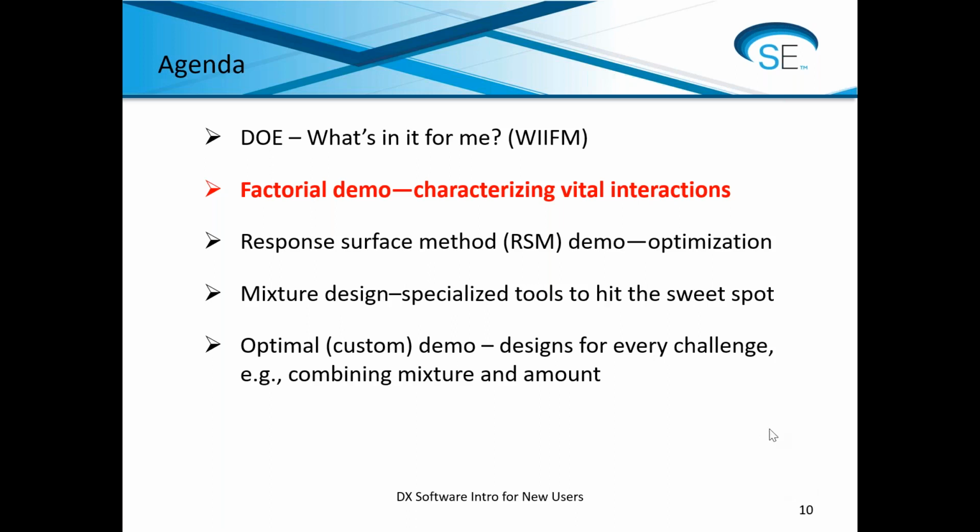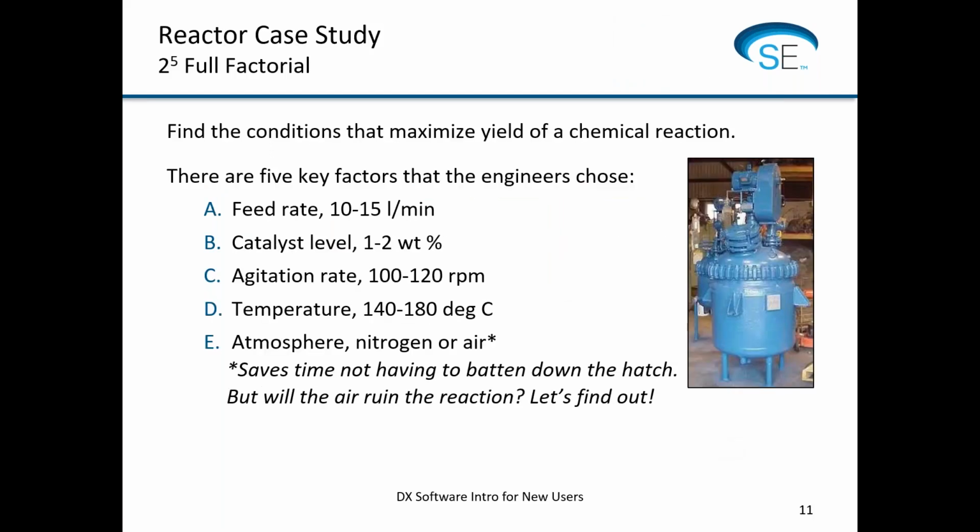Let's look at a factorial demonstration. We're going to characterize the vital interactions. So we're going to look in a factorial design where this is the state of the art, that began maybe a century ago, of how to, with as little work as possible, characterize a system. Okay, so here's the example that we're going to look at. We have a reactor. There's my chemical engineering coming through again. So we have a reactor system, and we've got 5 factors that we want to evaluate. And the goal is we are going to maximize the yield of this chemical reaction.